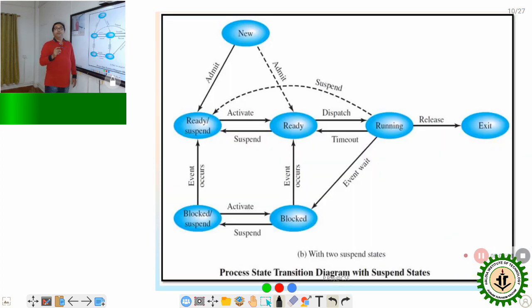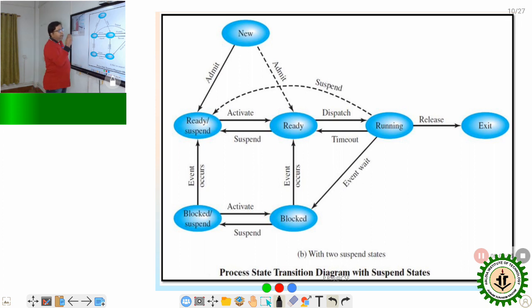This is a normal process state diagram, a 7-state diagram, where there are 7 states. That means a new process comes, it goes to the ready state, then to the ready queue, then to running, and if it is going for IO, it may be blocked. This is the normal 7-state process model.